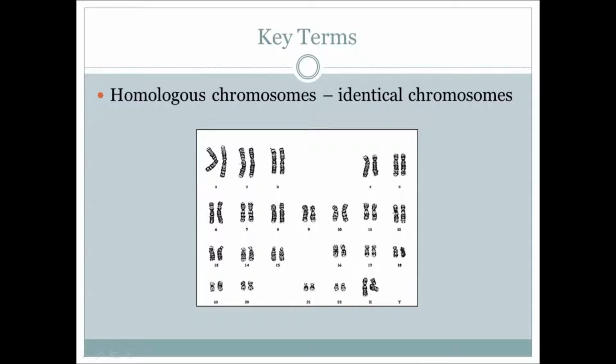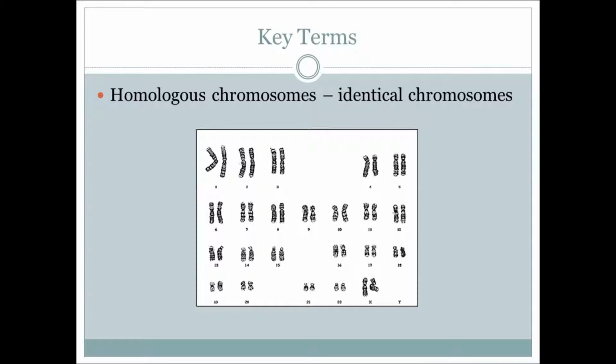Now, on this karyotype, you can notice that there are 23 pairs of homologous chromosomes that look alike in size and centromere position. So, humans have 46 chromosomes, but we only have 23 pairs of homologous chromosomes.